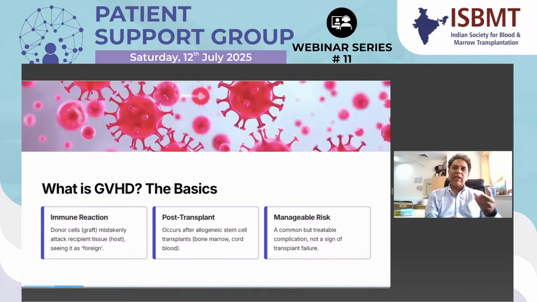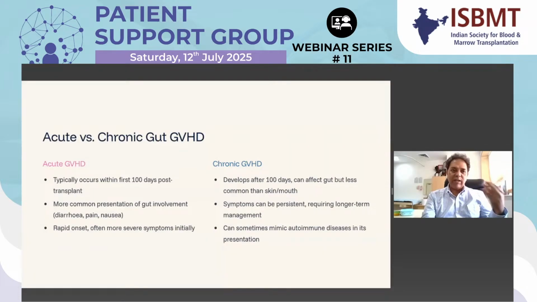Usually it occurs when you have a transplant from a different donor, which we call allogeneic. It's not quite so much, almost not seen, in autologous transplant, where you have the stem cells from the same person. It is a manageable complication. We have treatment for this. It doesn't mean that it's a transplant failure. And very important, sometimes patients ask, was it a fault of mine? No, this is a complication that can happen at any point.